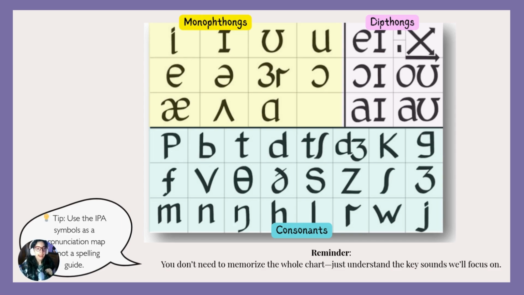Then on the bottom part of the IPA, we have the consonant sounds. The blue sections are consonant sounds. Some of these symbols are very similar to the spelling, as in P, B, T, D, F. But some of them are very different, like this kind of O with a line right in the middle.